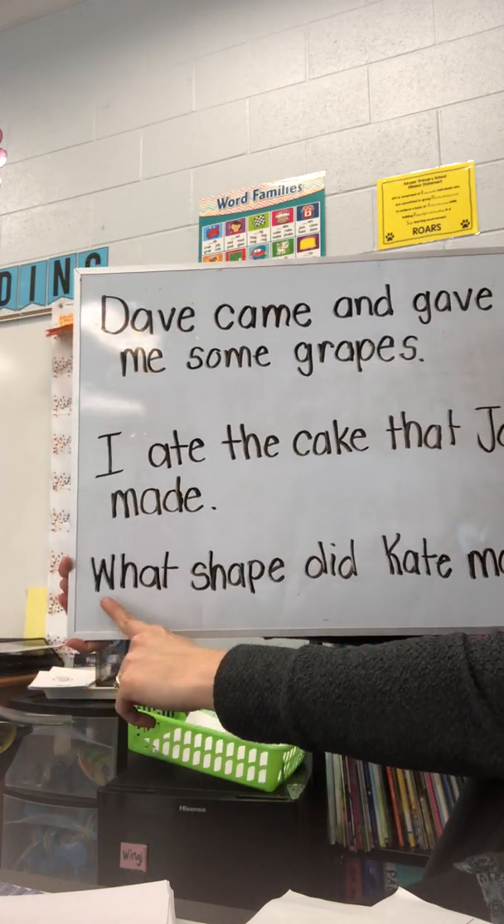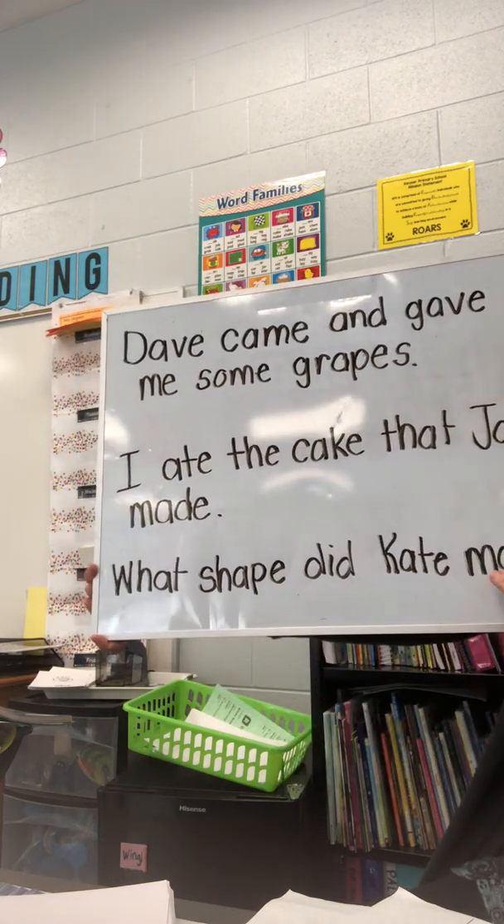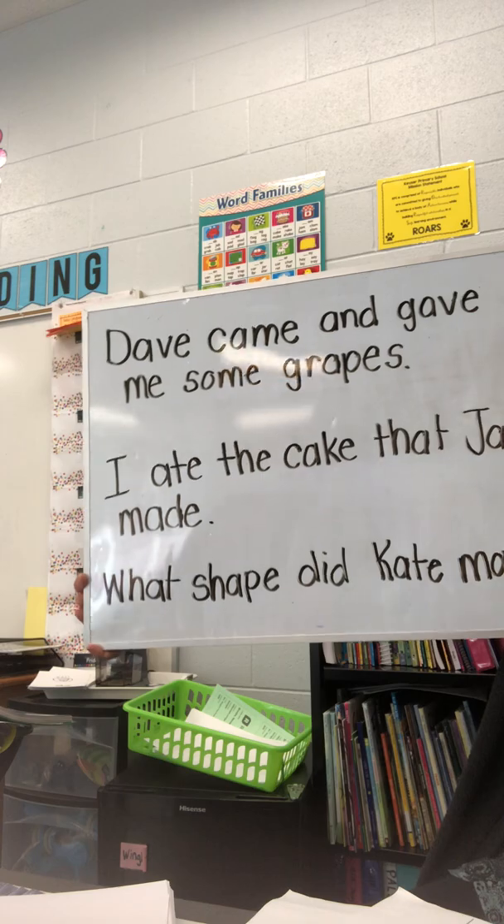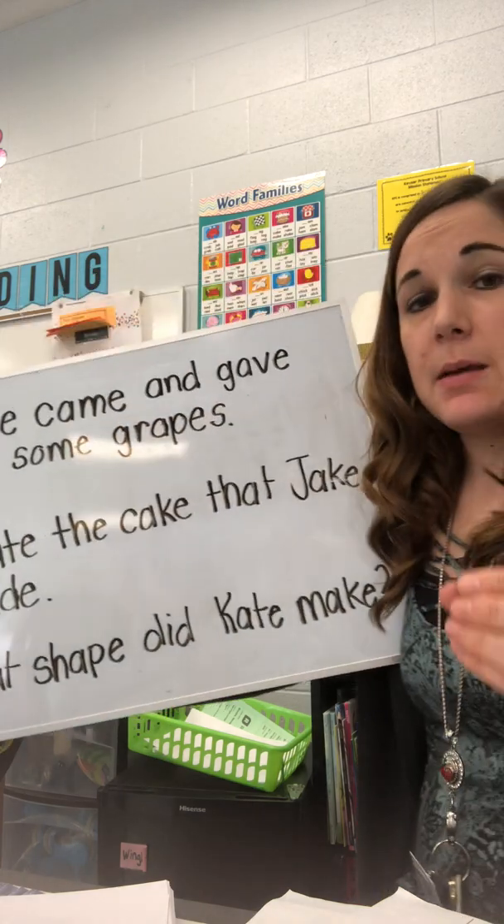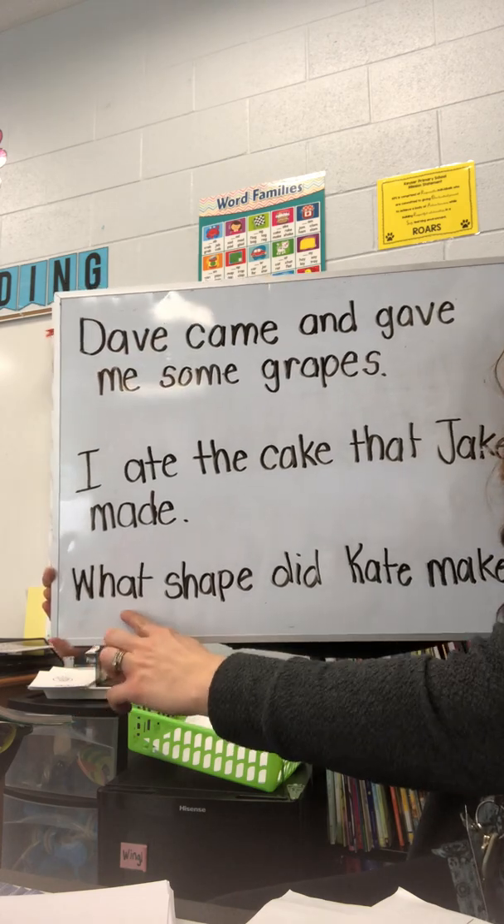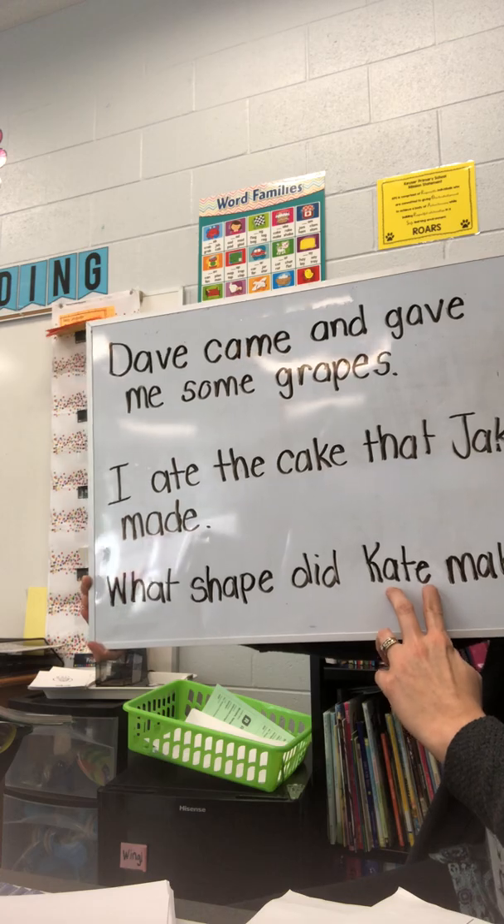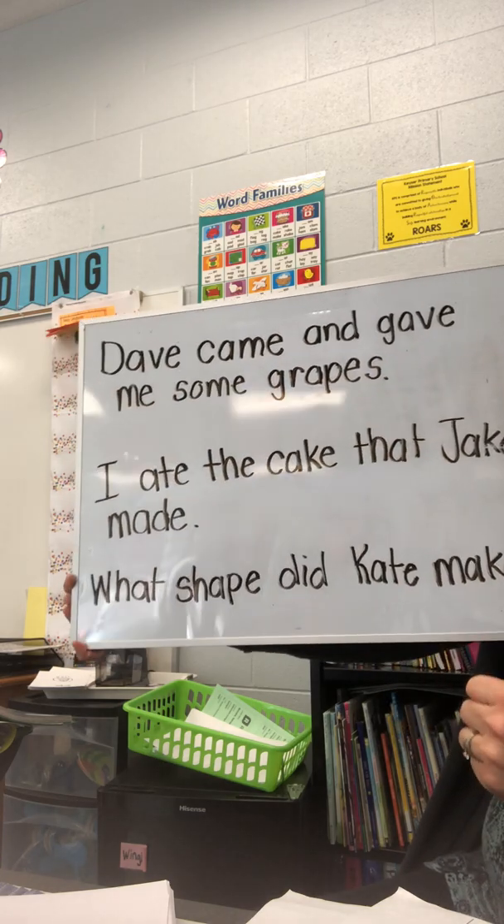Ready? You read. Notice I'm pointing to that magic E to boss that A. All right, let's read it. What shape did Kate make?